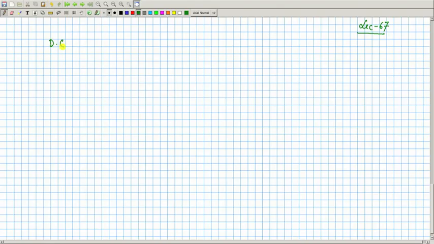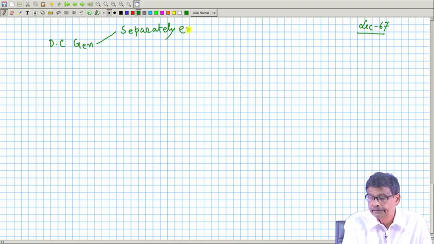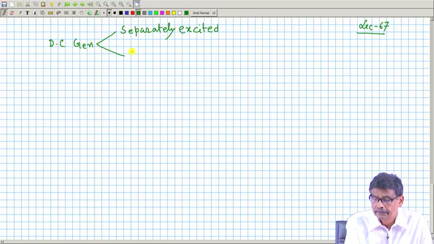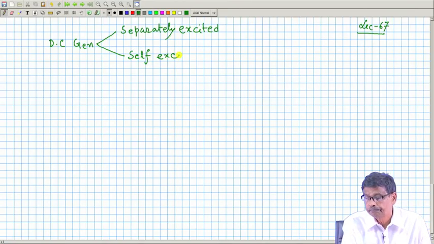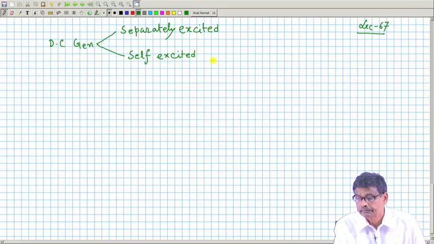Welcome to the 67th lecture on Electrical Machines 1. We have been discussing the DC generator, and DC generators are primarily of two types. One is the separately excited generator, and the other is called the self excited or shunt generator. Why is it self excited?